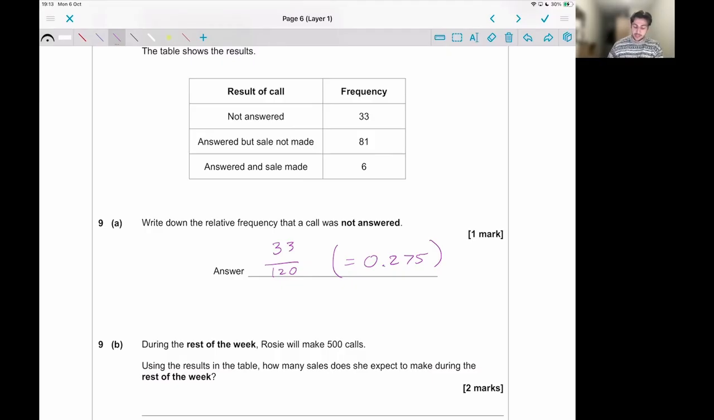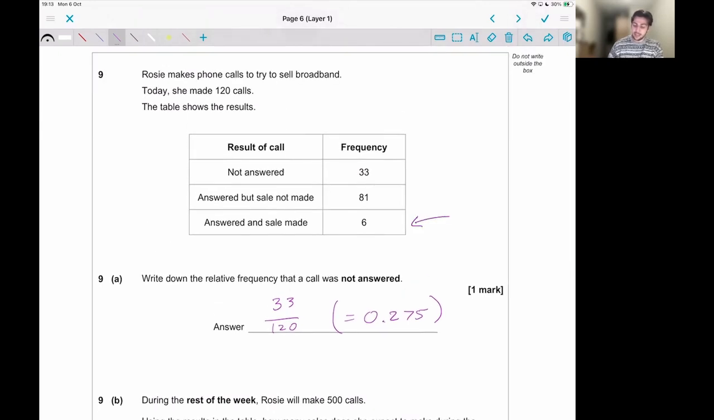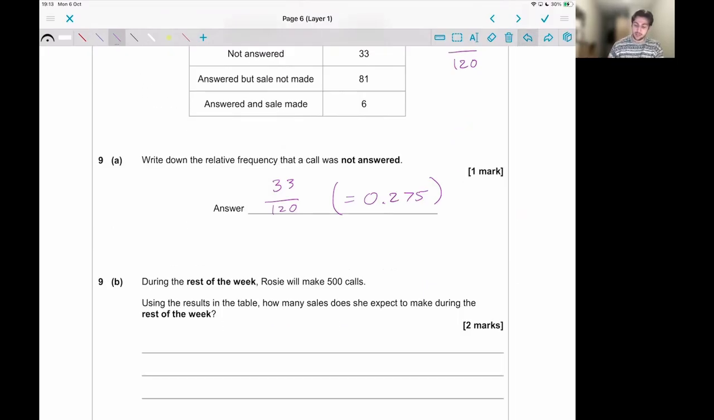The relative frequency, let's work that out first. The relative frequency of sales per call is something we can work out from the initial table. So we're looking at this out of 120. So 6 out of 120 is our relative frequency of sales made per call made. So then we're going to have to multiply it by the total number of calls we're expecting her to make for the rest of the week. We just type that into our calculator, we get 25, and that's our answer.